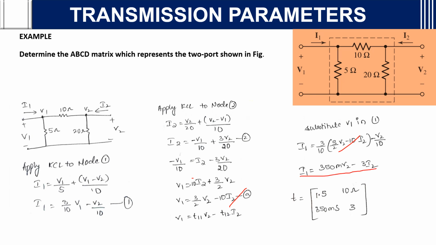Nothing but we want in the terms of what? V1 is equal to T11 V2 minus T12 I2. Then I1 is equal to T21 V2 minus T22 I2. So you got both the parameters. Just the conversion and substitutions. That's it. You should know the main equation. If you know these main equations, it is very easy to substitute and find the values. T is equal to 1.5 and 10 ohms and 350 milli Siemens and 3. It's the ABCD matrix for the given network.